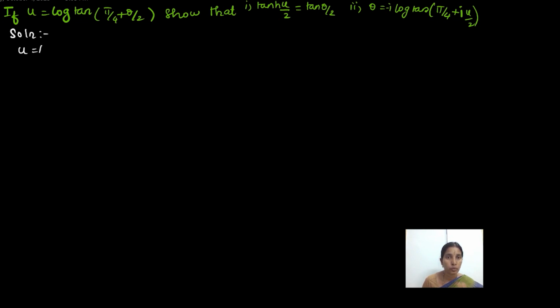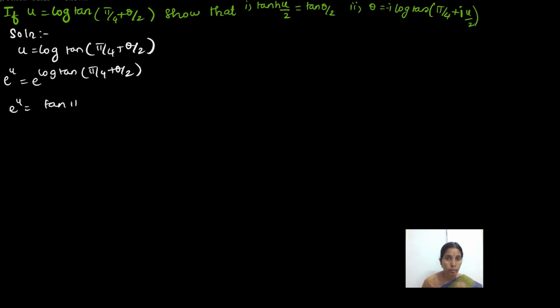Let us consider u = log tan(π/4 + θ/2). Taking e on both sides, e^u = e^(log tan(π/4 + θ/2)). From this, e^u = tan(π/4 + θ/2). Already we know one formula.